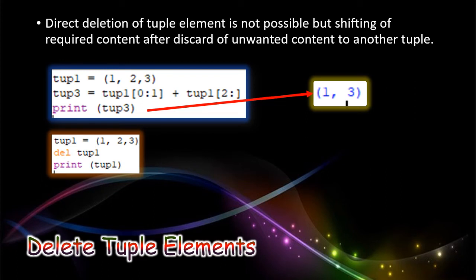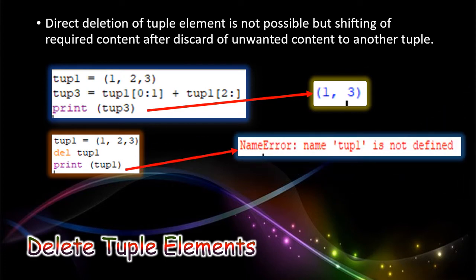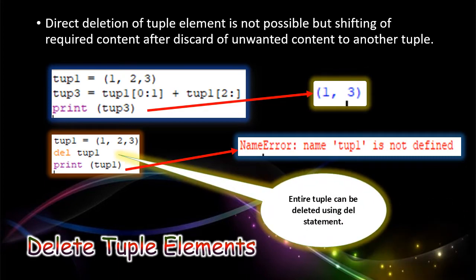See another example. Using the del statement we can delete the entire tuple including its name. Say tuple 1 is 1, 2, 3, then del tuple 1. So the name tuple 1 also gets deleted. If you try to print it, it will show a name error, because through the del statement it is entirely removed.